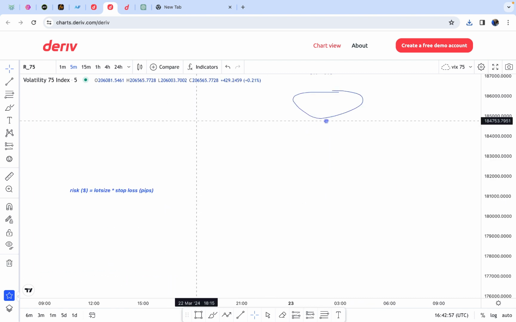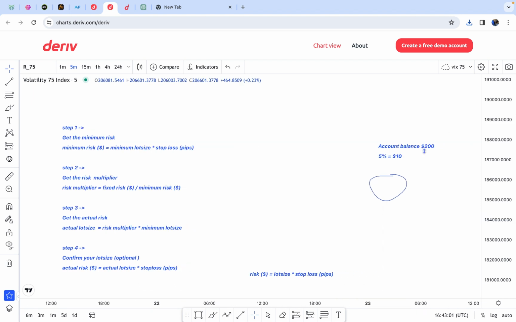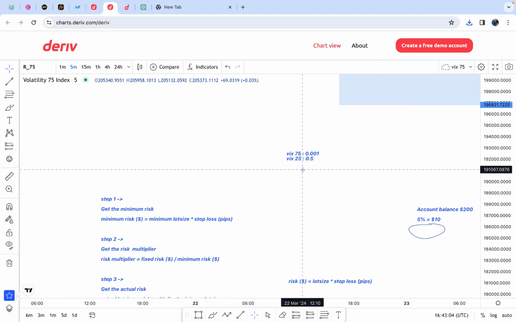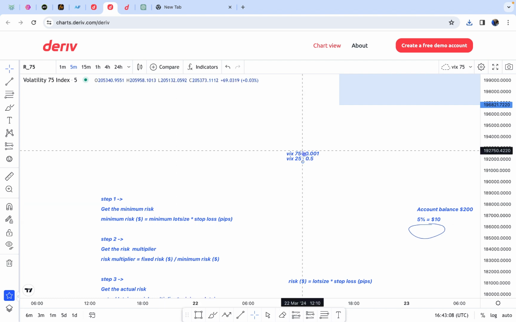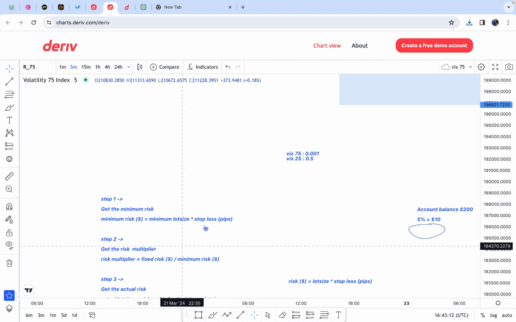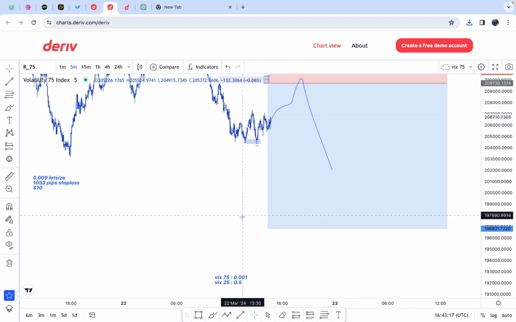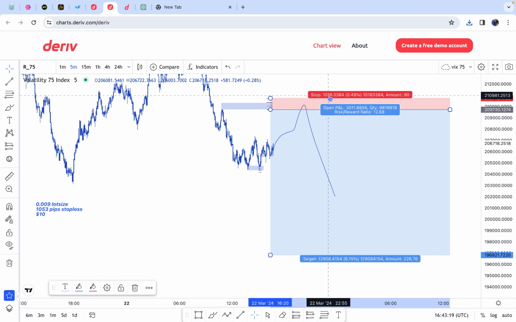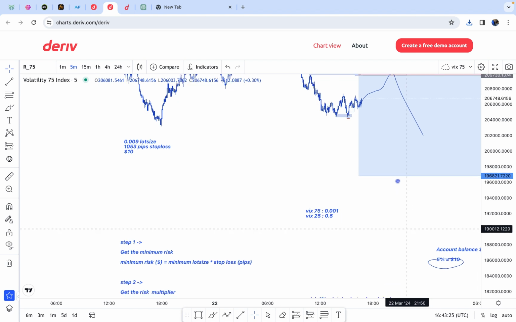If you recall, what was our minimum risk in Deriv? I stated it just up here. This is our minimum risk for V75. Your minimum lot size is 0.001. This is the minimum lot size for V75. And what is our stop loss? Our stop loss is what we started out this video with, being 1018.